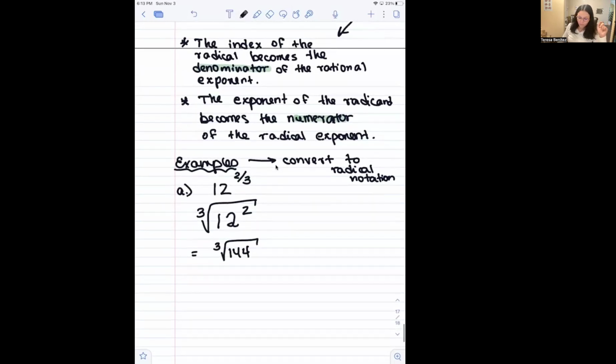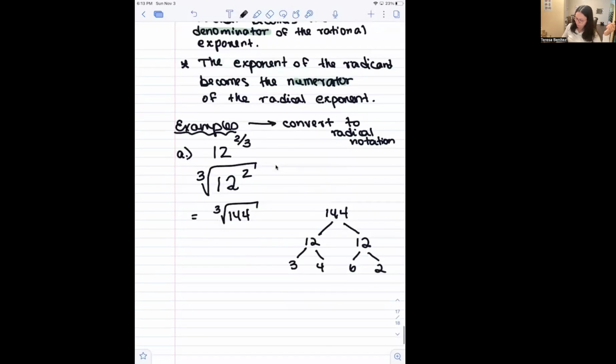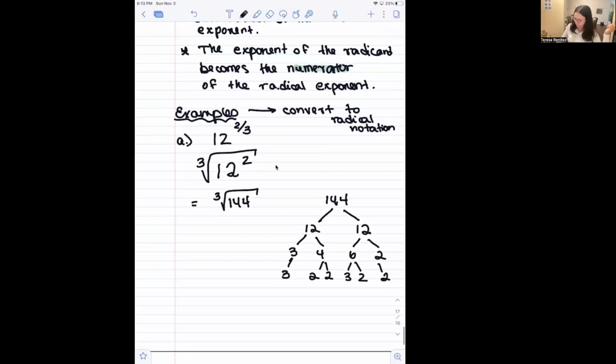And here is when we use the prime factorization tree, which is something that we should have seen before, but if you have questions about this, please come to me. 144, I want to factor this as much as possible. We know this is 12 and 12. 12, we can use 3 and 4, or we can use 6 and 2. I'm just looking for factors that cannot go any further. 2 and 2, 3 and 2, and 2. I'm not going to go any further here.